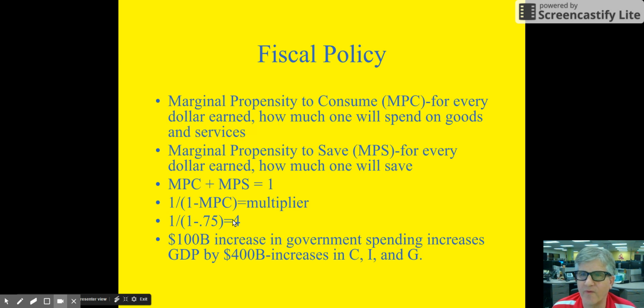So with this 4 as a multiplier, what it means is if we increase government spending by $100 billion in G, then we increase GDP by $400 billion. 100 times 4 is $400 billion. Now normally the difference goes into C, into consumer spending by $300 billion, so 100 plus 300 equals $400 billion. And it could also go into I and some other areas.